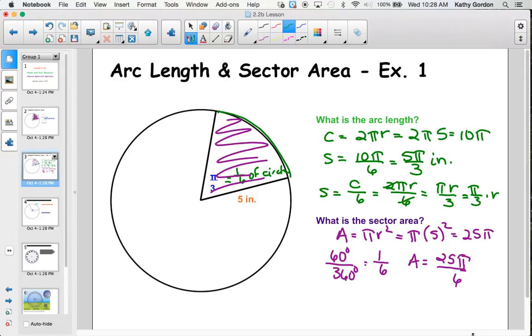Is there any relationship between the pi over 3 I got there and my diagram? Do you see a pi over 3 in the picture?